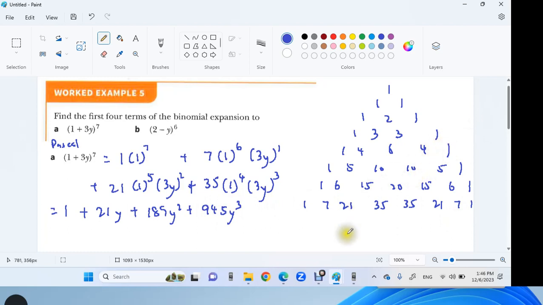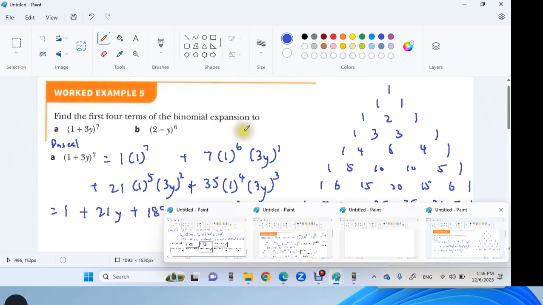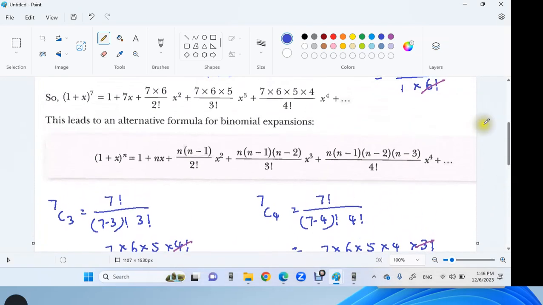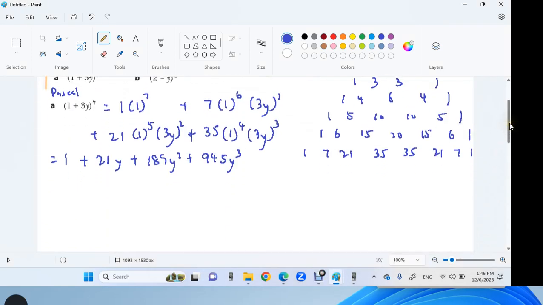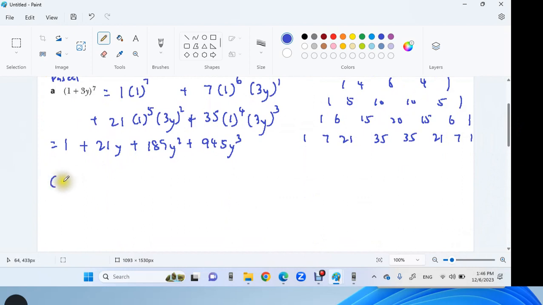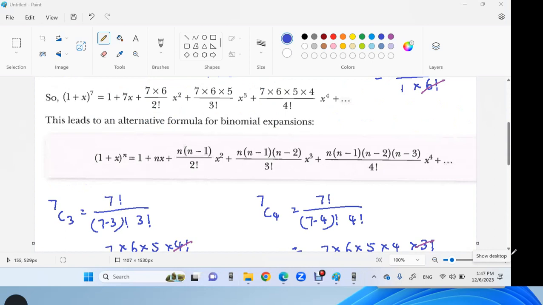Okay, so if we are using the binomial expansion, just now this one is the binomial expansion. So 1 and then nx, n(n minus 1) over 2 factorial x squared, n(n minus 1)(n minus 2) over 3 factorial x cubed. So this one, we have 1 plus 3y to the power 7. In a binomial expansion, the first term here must be 1. Okay, must be 1. If it is not 1, you cannot use this method.